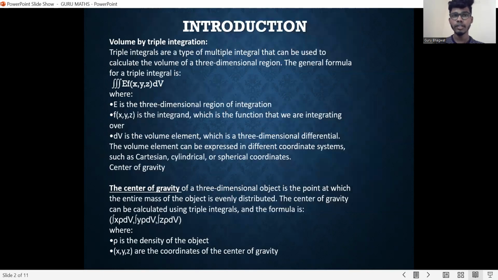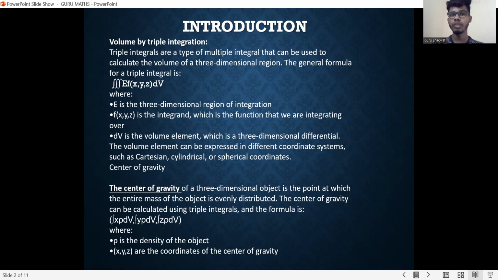Let's move on to the integration. What do you mean by triple integration? Triple integrals are a type of multiple integral that can be used to calculate the volume of a three-dimensional region. The three-dimensional region is in the form of x, y, z, with the x-axis, y-axis, and z-axis.